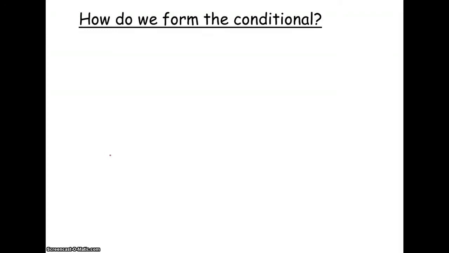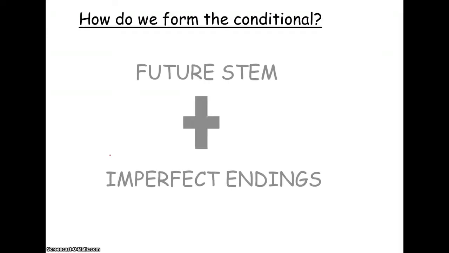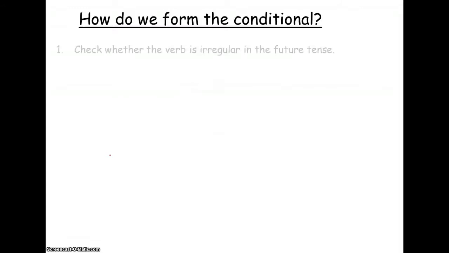So we form the conditional very easily if we know the future tense and the imperfect tense, as I said before, because we are mixing and matching here. There are no new bits to learn with the conditional mood, and that's the good news. You just add the future stem to the imperfect endings. It's as simple as that. So if you know your future tense, your imperfect tense, it's a doddle. Let's see how that looks in practice.